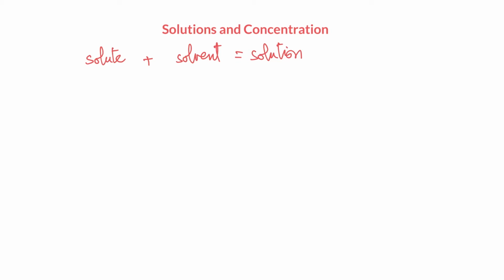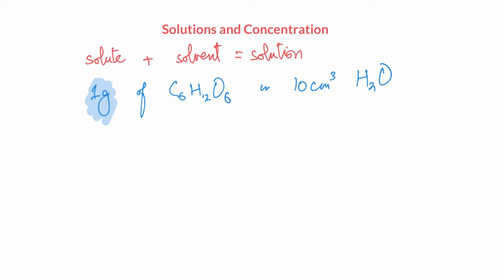So let's take an example. Let's suppose we have 1 gram of glucose, which is C6H12O6, and I add it to 10 cm cube of water. Now, over here, water is the solvent and glucose is the solute. Now, this 1 gram is basically telling me the quantity of glucose that I have. Now, while this is mass, another way to represent the quantity, which we usually prefer in chemistry, is mole.